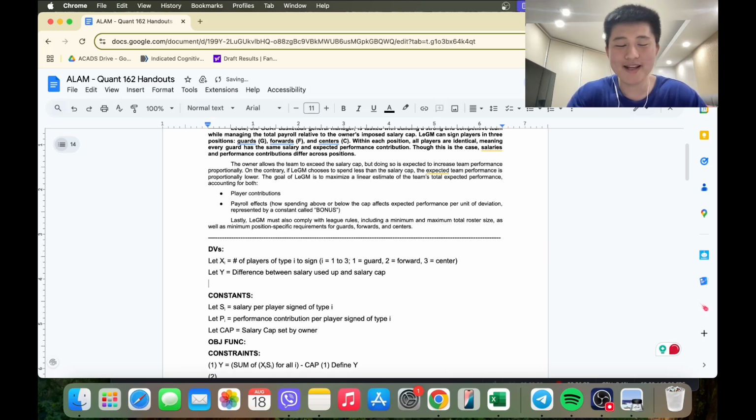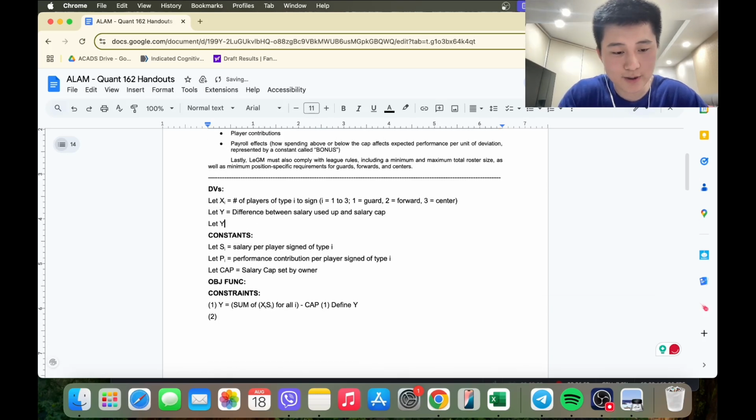And then we must remember that this is a URS, right? So you have to make two new variables. Let y positive equal the number above the salary cap.